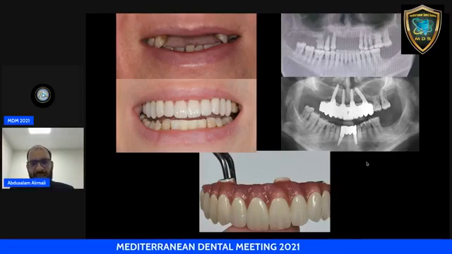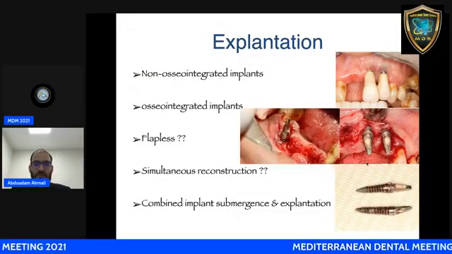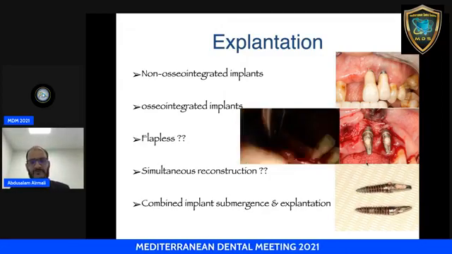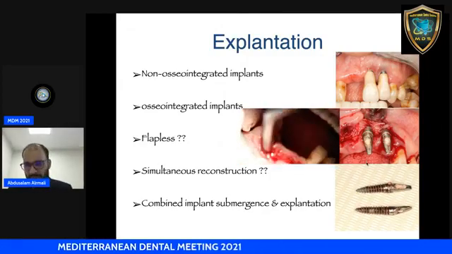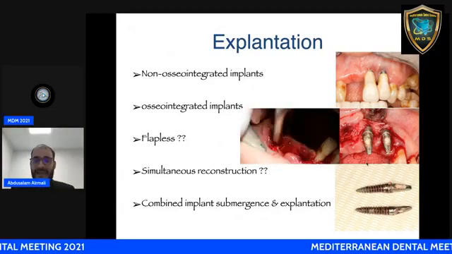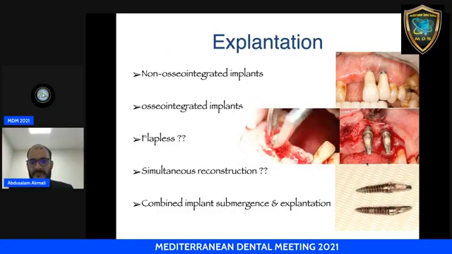This is all in 4 case, restoring the missing maxillary teeth. And in some cases, we're going to do explantation, non-osseointegrated implant and flapless, and when there is decontamination and we try to do reconstruction, the story will start from 0.